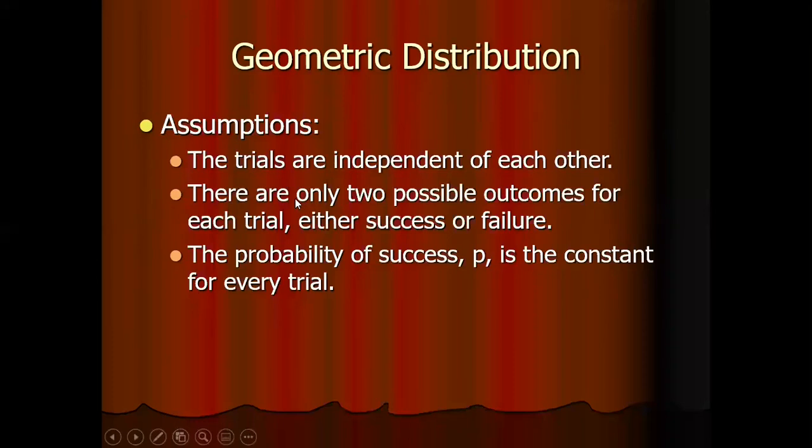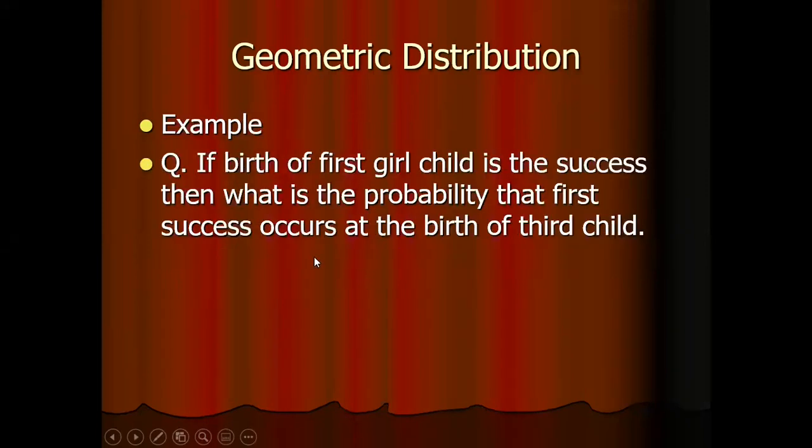So what are the assumptions for geometric distribution? The assumptions are that trials are independent of each other, and there are only two possible outcomes for each trial, either success or failure. And the probability of success in a single trial, which is denoted by p, is constant for every trial. So let us see with this example.